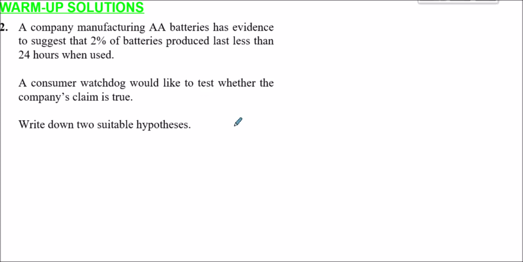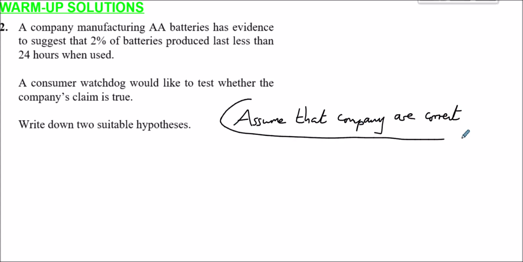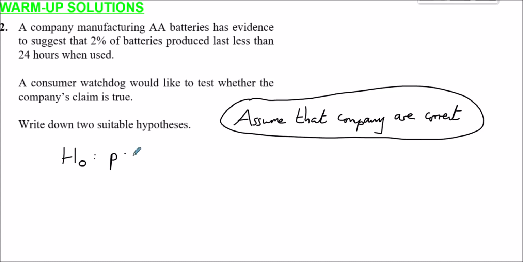And so I just always assume that the company is correct to start with. Give the company the benefit of the doubt. So assume that the company are correct in their claim. And so with that assumption, our null hypothesis, H0, would be that what they say is true. So that would be that P equals 0.02.